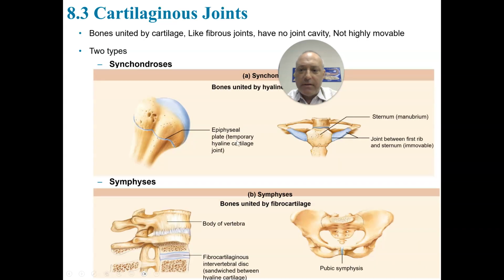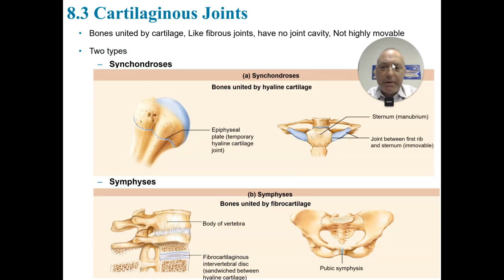Next, let's see, we've got a couple pictures of this. So, in the cartilaginous joints, like the fibrous joints, there's no joint cavity, and it's not highly movable. So we've got synchondrosis, which is the cartilage joint between two bones. We've also got the epiphyseal plate, where we've got the hyaline cartilage. So this is a joint; it doesn't move.